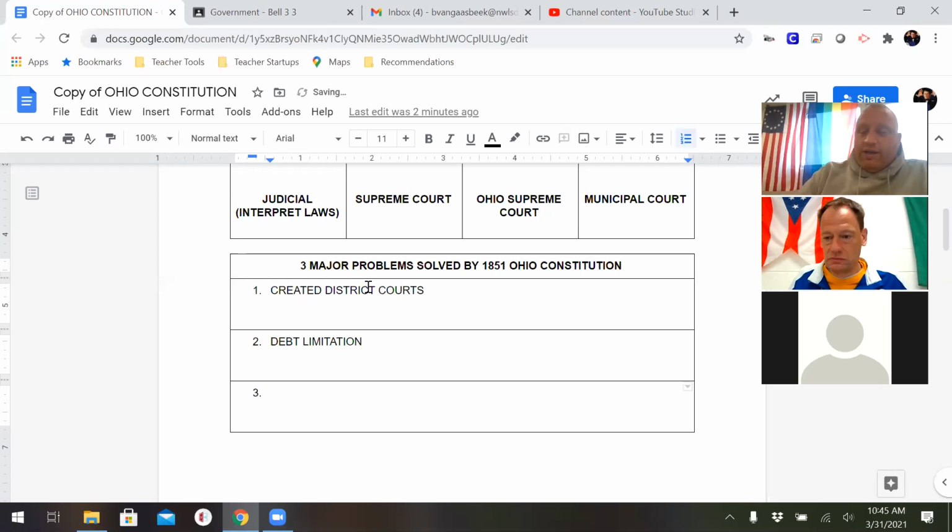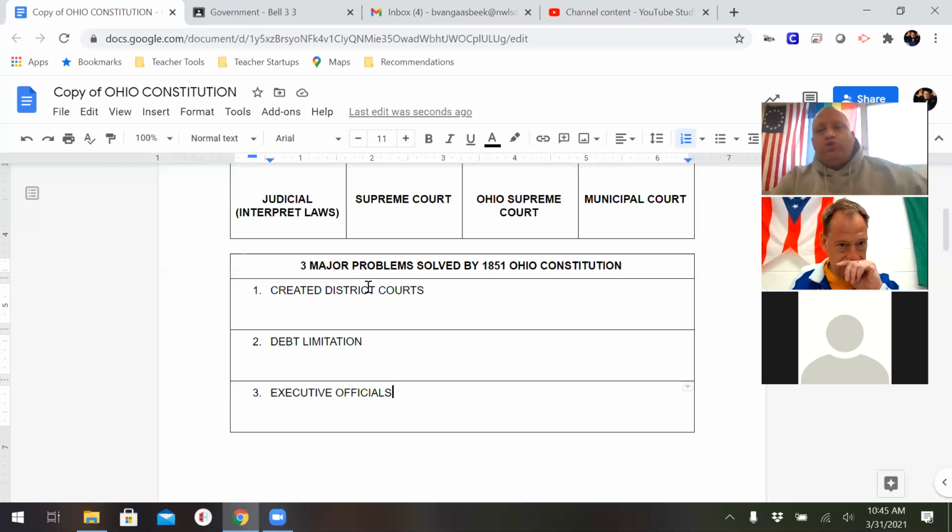The last one is that executive officials at the national level, we call these people the cabinet. But at the state level, even though they kind of function as a cabinet, they are not nominated by the governor the same way the president nominates his cabinet. So when Joe Biden took office in January, he said, hey, this is who I want to be my attorney general for the national government. I want Merrick Garland to be my attorney general.